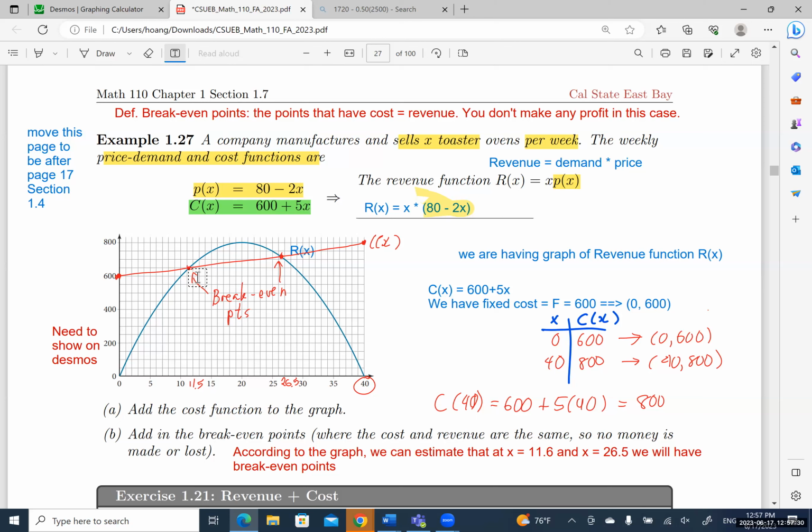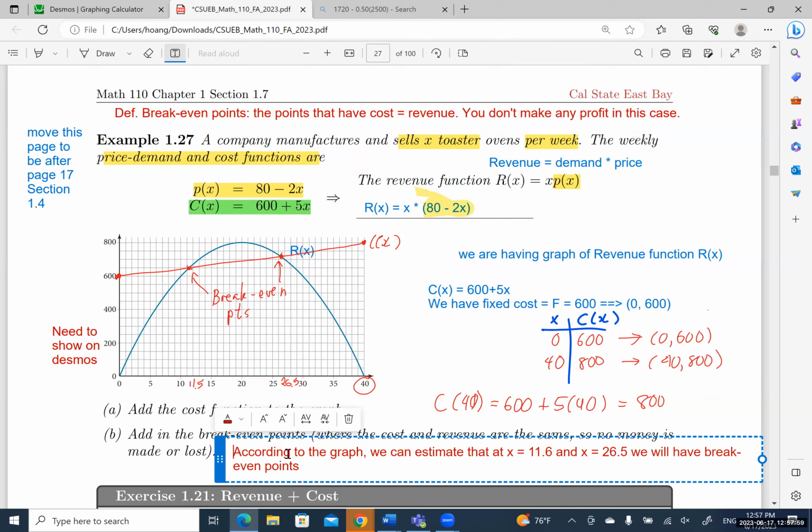And I want to tell you, how can you make profit? Think about how you can make money. In order to make profit, the revenue must be higher than the cost.